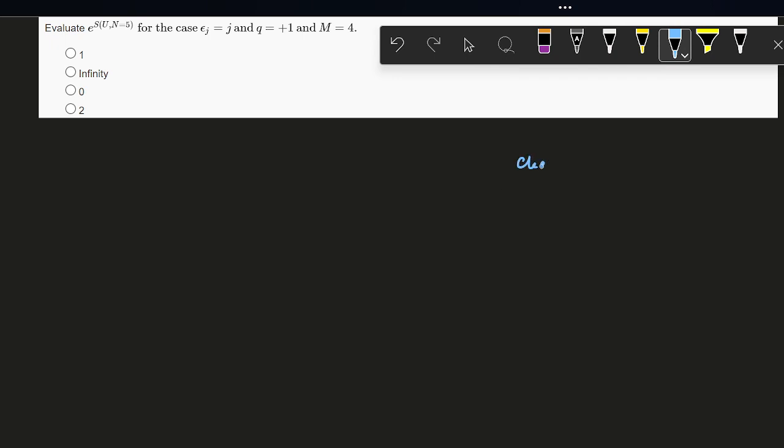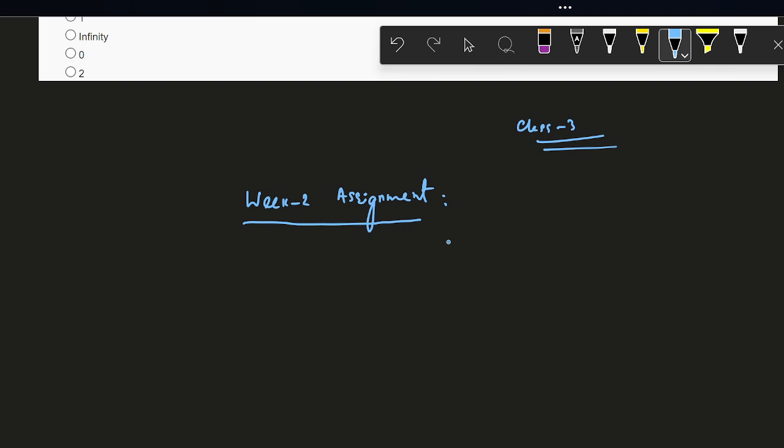So let's say this is our class 3, and we are solving the week 2 assignment. If at any point you have some doubt on any solution that I am doing, you can stop me and ask me. I will try to answer.